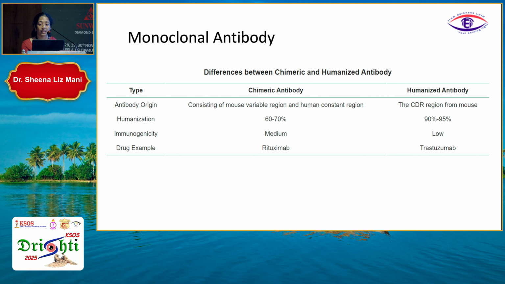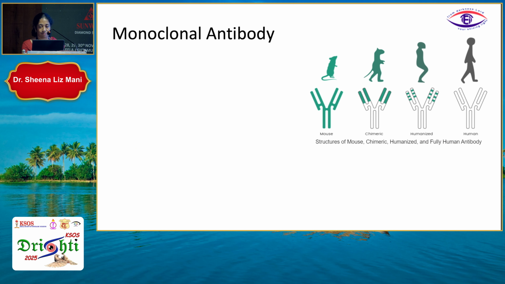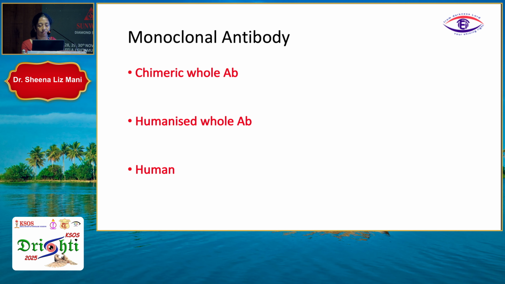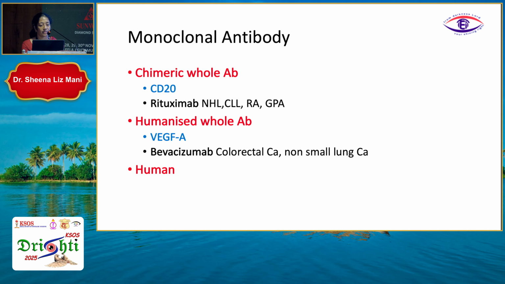The difference between a chimeric and a humanized: a chimeric has 60 to 70% humanization and medium immunogenicity, while a humanized is more towards human and therefore has low immunogenicity. Likewise, a fully human antibody is 100% human with very low immunogenicity. So, as we've just gone through, these are the three types. Rituximab is a chimeric antibody, acts against CD20. Bevacizumab is humanized, acts against VEGF-A. And adalimumab is human and acts against TNF-alpha.